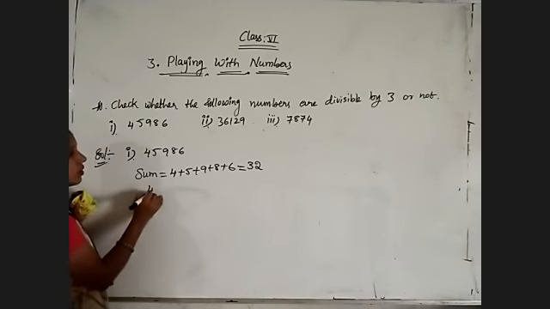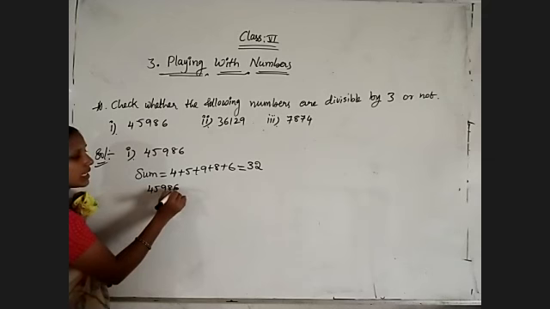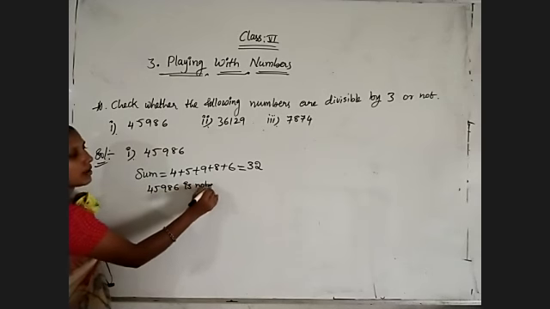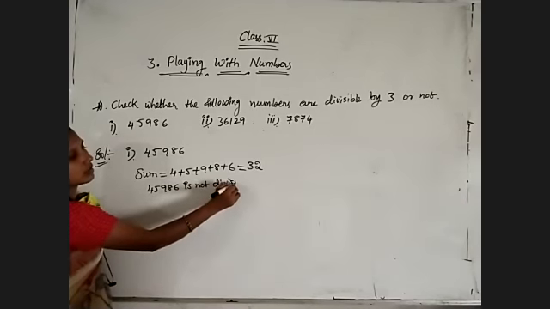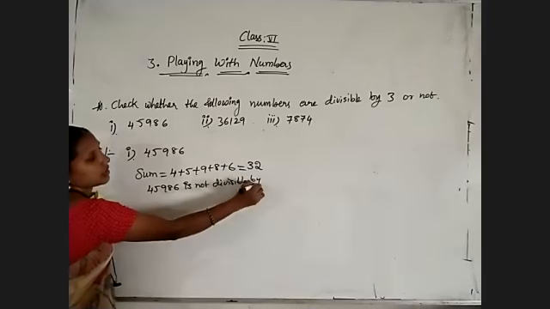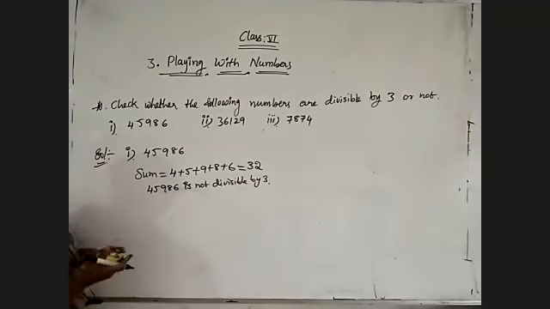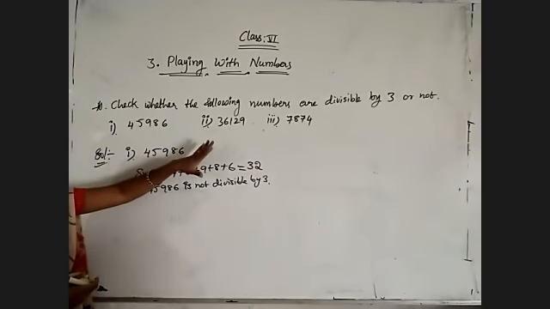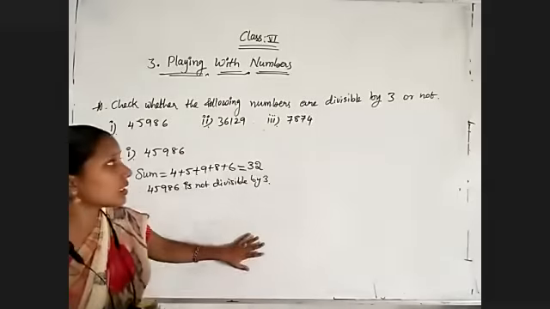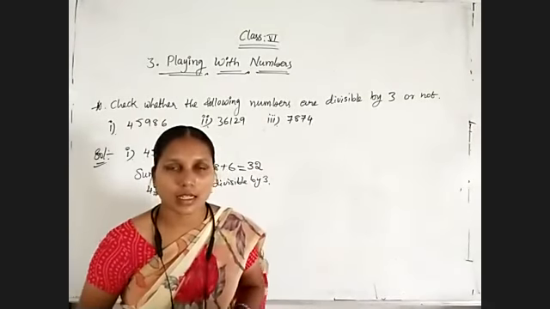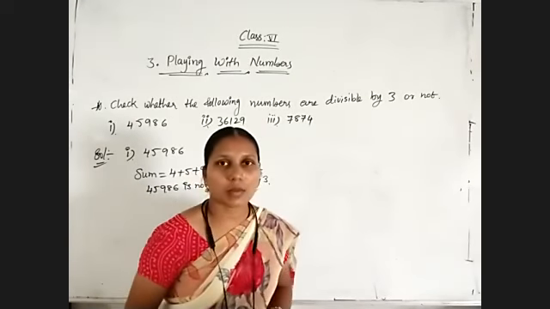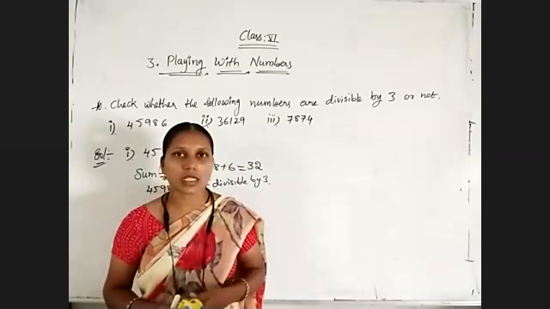So 45,986 is not divisible by 3. That's all. Like that only, check for the remaining 2 questions also. Try the questions, then you will understand easily. The remaining examples on the divisibility rules we will do in the next class.